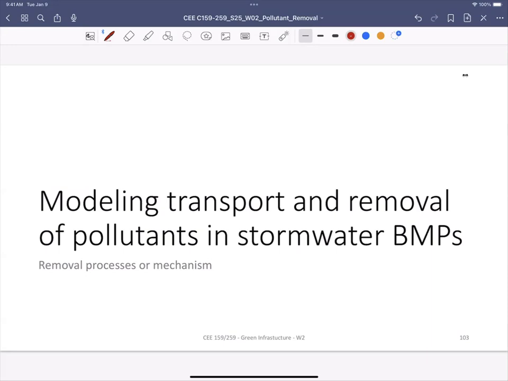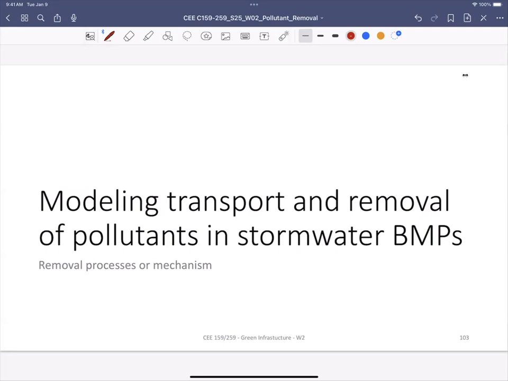In this video, you are going to learn how to model transport and removal of pollutants in stormwater BMPs, assuming all different kinds of processes together. First, you'll learn about how the pollutants are removed when they are just passing through the systems and when there are reactions.